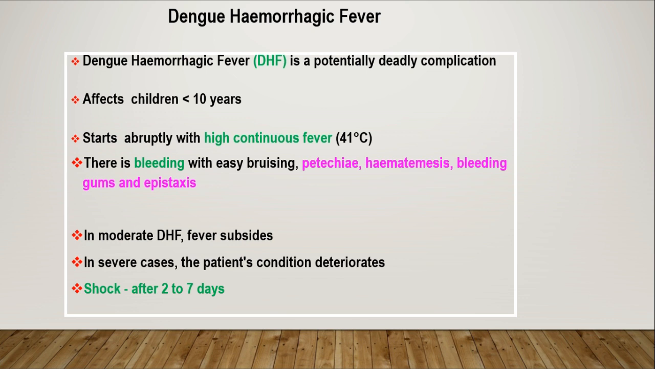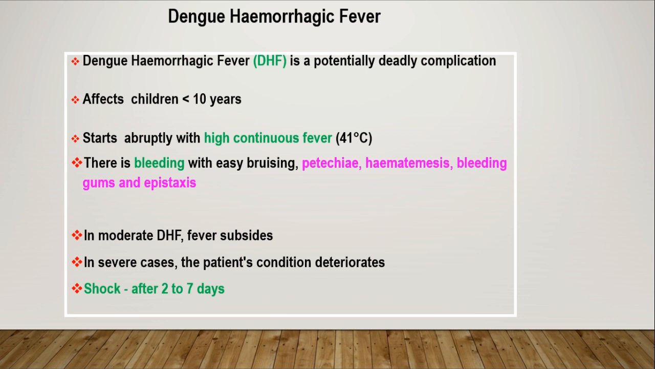And it starts abruptly with high continuous fever, with the temperature around 41 degrees Celsius, and there will be bleeding with easy bruising, petechial rashes, and petechial lesions. There will be bleeding gums and epistaxis, and these are common features associated with dengue hemorrhagic fever. In moderate cases, dengue hemorrhagic fever usually subsides. In severe cases, the patient's condition deteriorates within 2 to 7 days, and the person will develop a condition called dengue shock syndrome, or DSS.